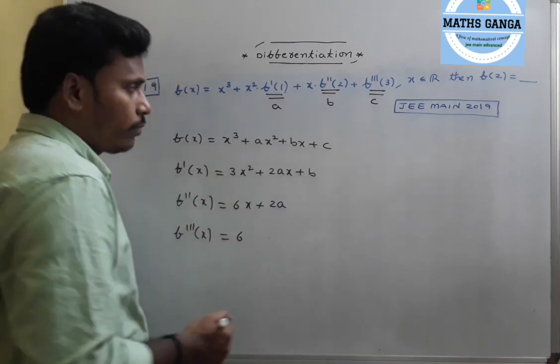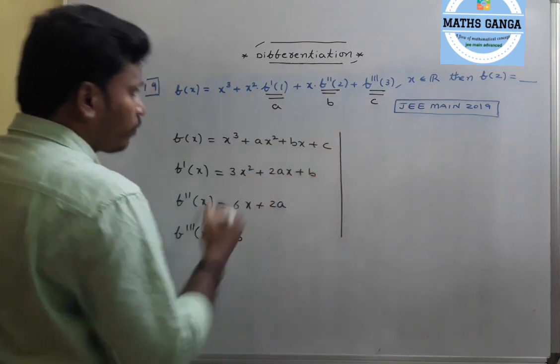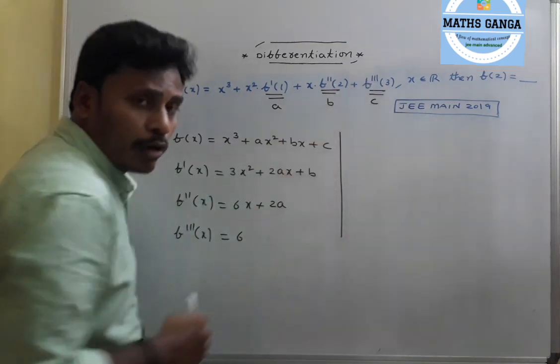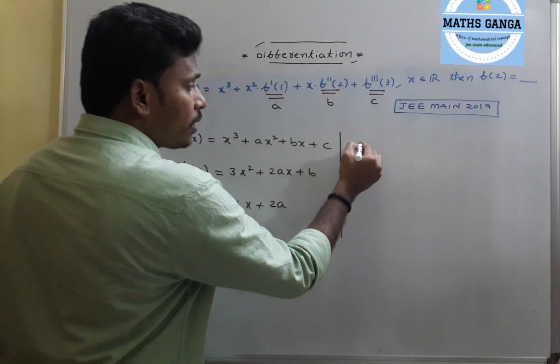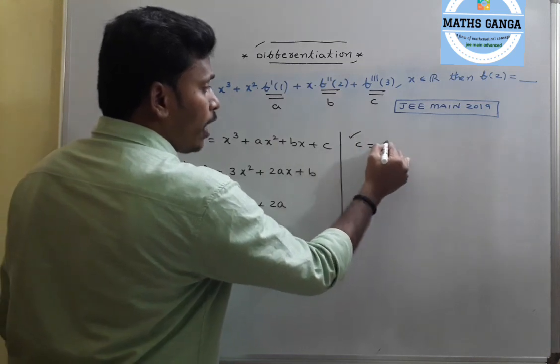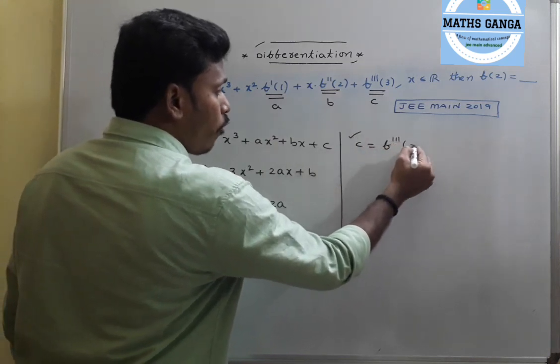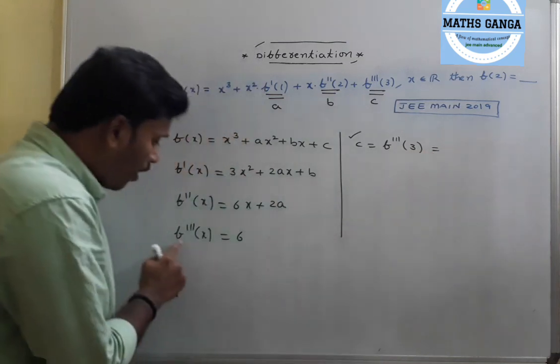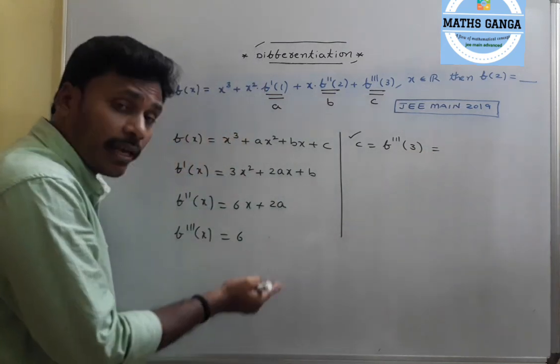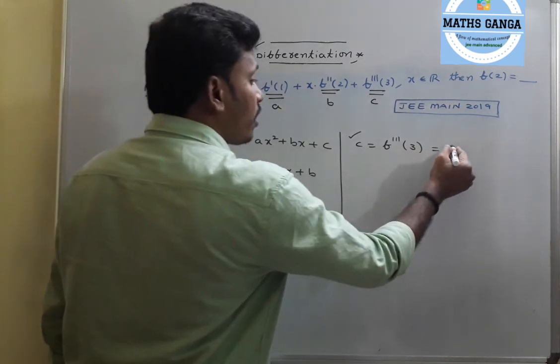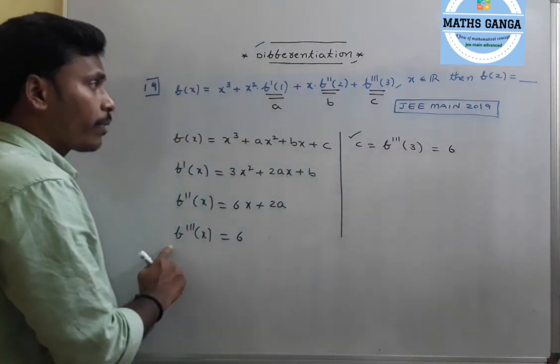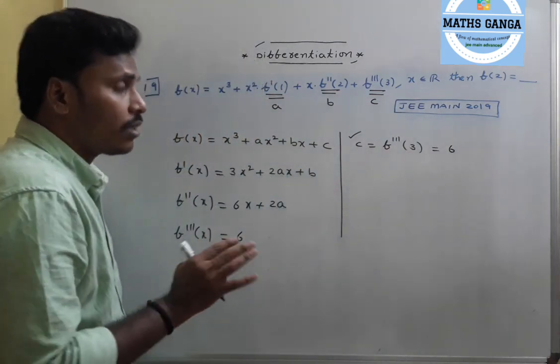And now you just look here. See, c is equal to f triple dash of 3, right? Look here, f triple dash of x is 6 for all x. So f triple dash of 3 is nothing but 6. So we have c equals 6.